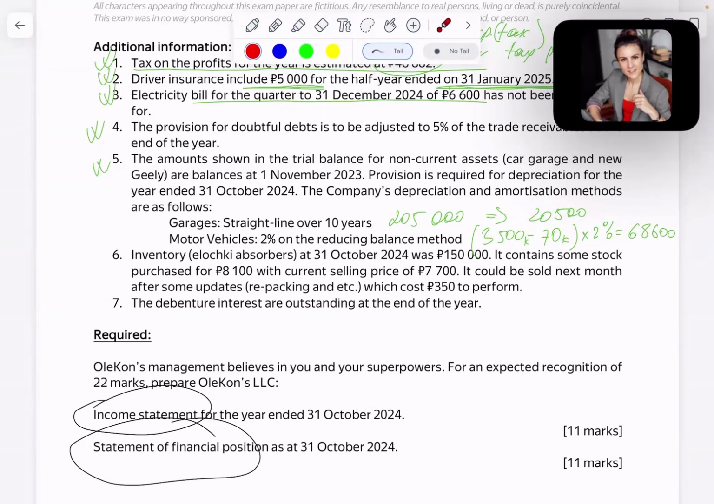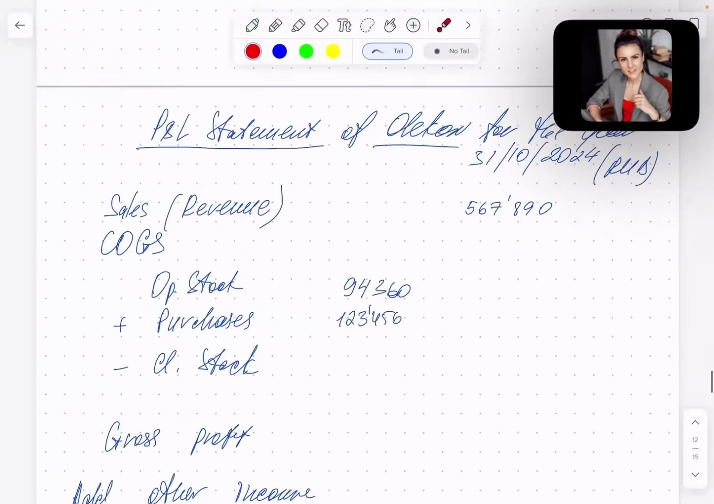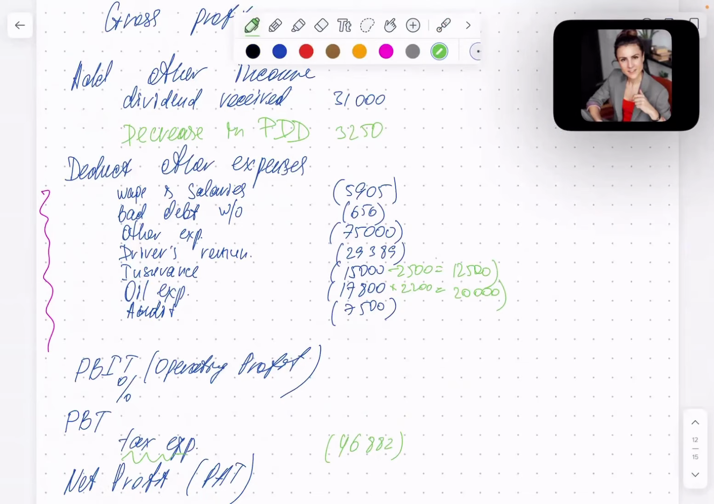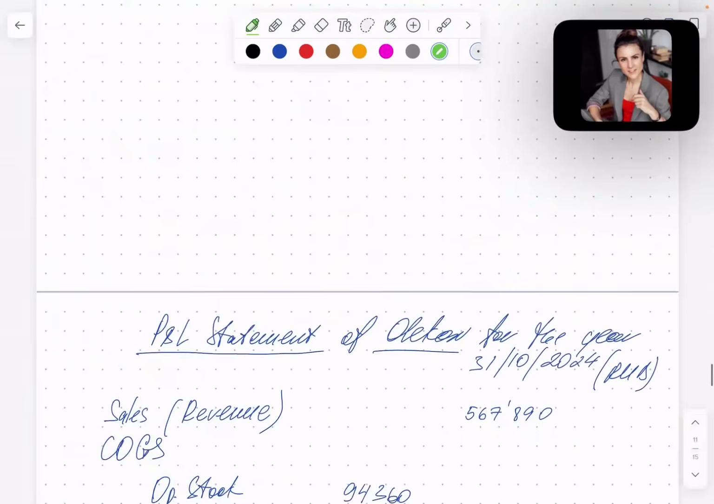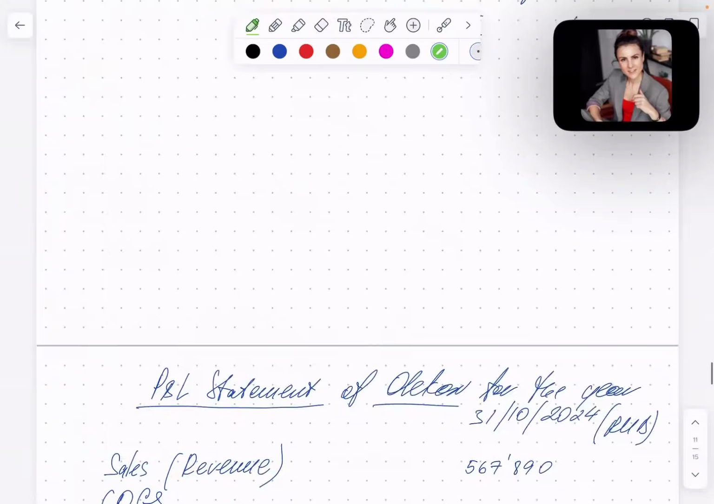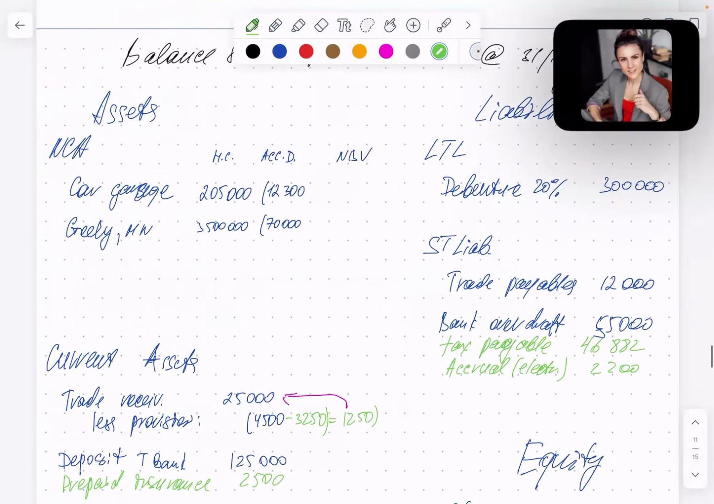This is 89,100. So in the income statement, we're gonna have an additional line, depreciation expense for both non-current assets in the total amount of 89,100. And in our balance sheet, we have just one. We have to add here 12.